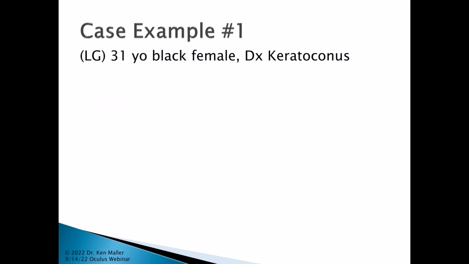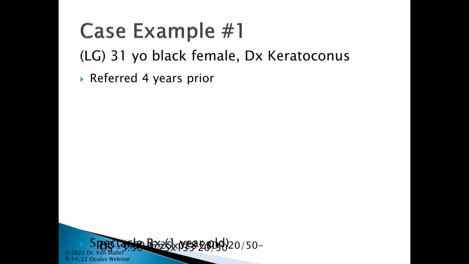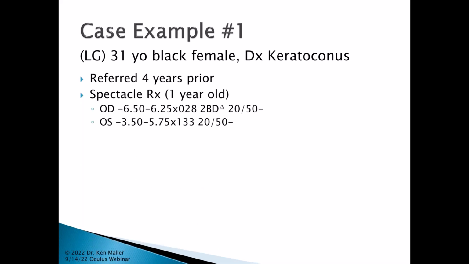So let's move on to some of the examples that I've prepared for tonight. This is a 31-year-old black female, diagnosis of keratoconus, and she had been referred to me 4 years prior. Spectacle Rx is 1 year old, and you can see the values there. She's a bit myopic with some cylinder, and the acuity there was about 20/50 minus in each eye.